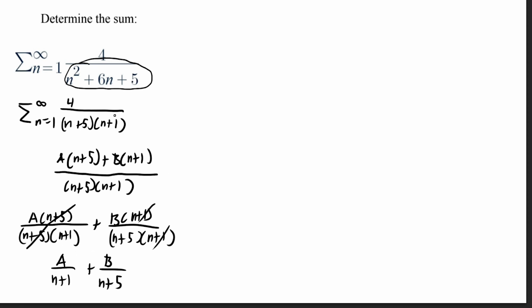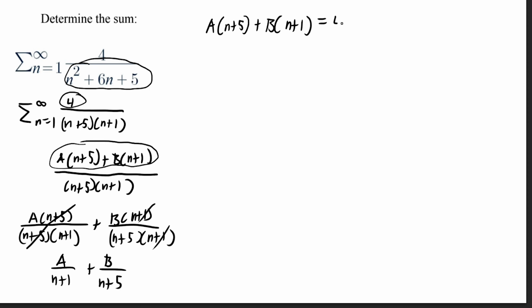So if we look back up here, we see that this top part of the fraction is going to have to equal 4, since we're only manipulating, we're not changing the fraction. So what we can do is set up a system of equations up here. So I'll have a times n plus 5 plus b times n plus 1 equals 4. And now we can solve for a and b. So let's first solve for a.